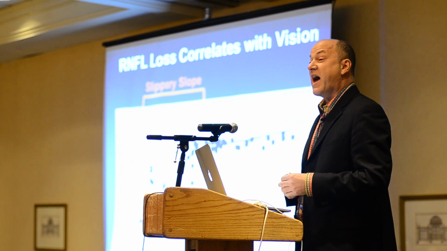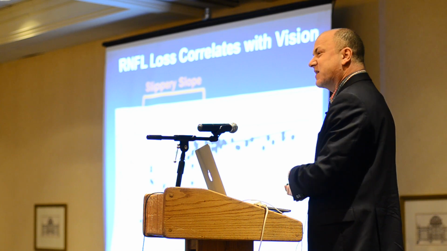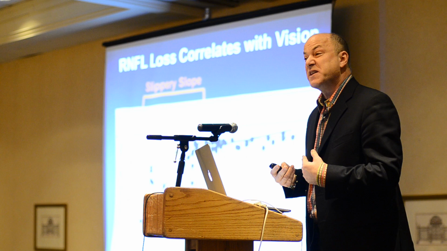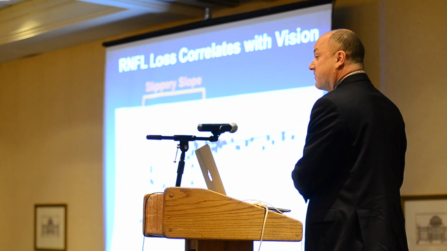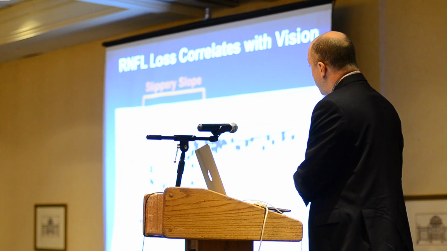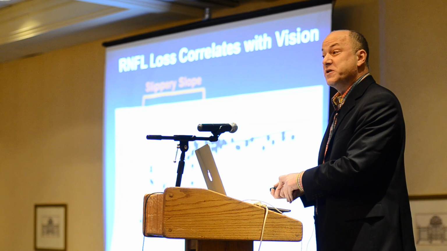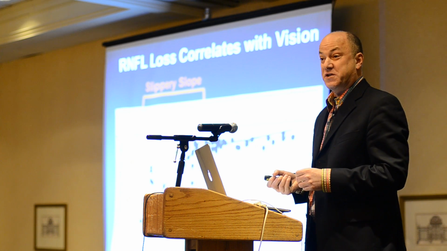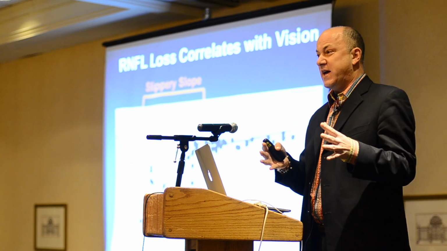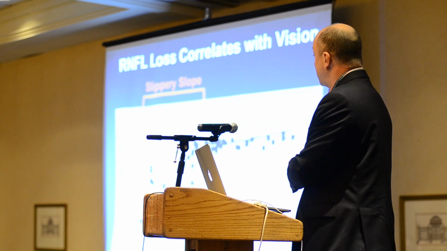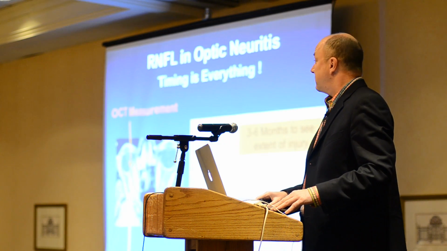And there are some caveats to that, but this is important for us as clinicians because if you have another event of optic neuritis in the same eye, you went from here to here with the first event. If you start having the second event, you're not going to necessarily recover as well as you did in that first event. So we have a correlation between vision and optic nerve loss. It's not perfect. There's also a timing issue.